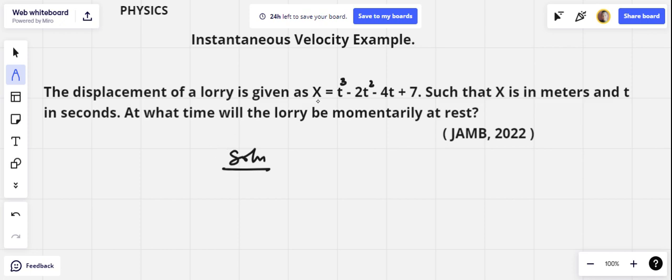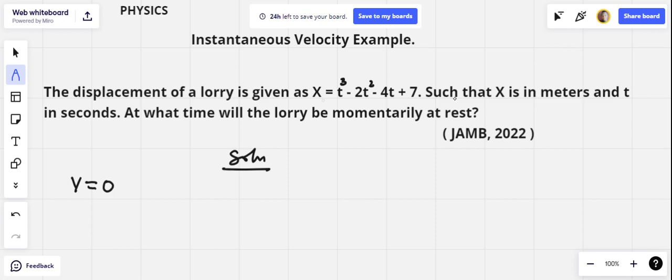So we have to calculate the time it will take that lorry to be at rest. So being at rest means the time it will take the lorry to stop. And you know, from the tips I gave about how to apply the formulas of uniform motion, that when a body comes to rest, its final velocity equals zero. While when a body starts from rest, its initial velocity is zero. But here we are talking about instantaneous velocity.